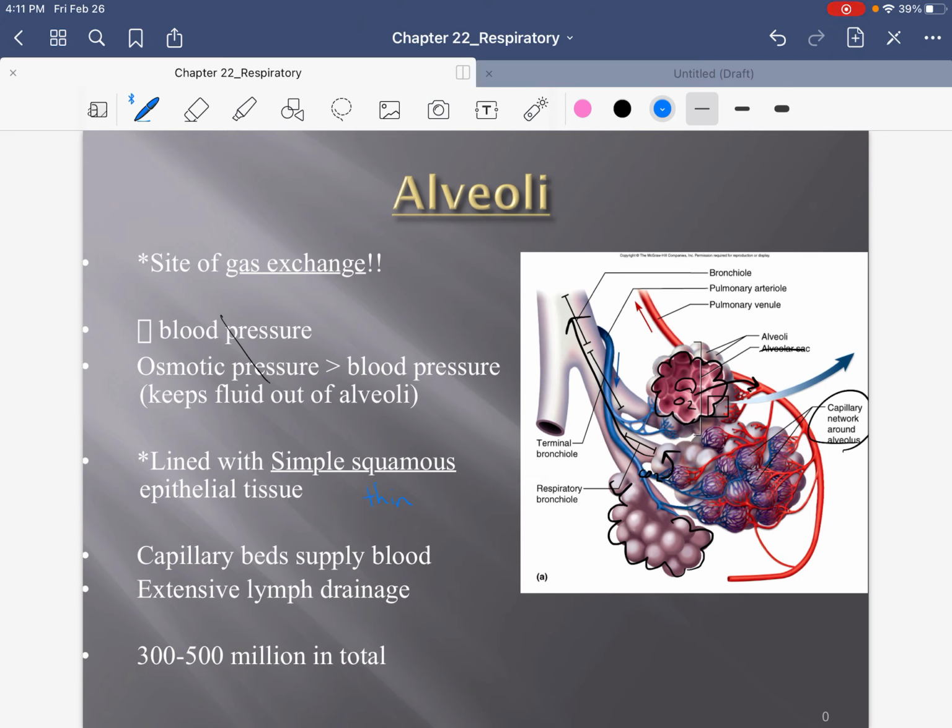We also have lymphatics in the area. We have lymphatics everywhere. Just a little reminder. And look at the total number of alveoli we have. It's just insane. Suffice to say, we have a lot. Millions of alveoli, which just means we can do a lot of gas exchange.